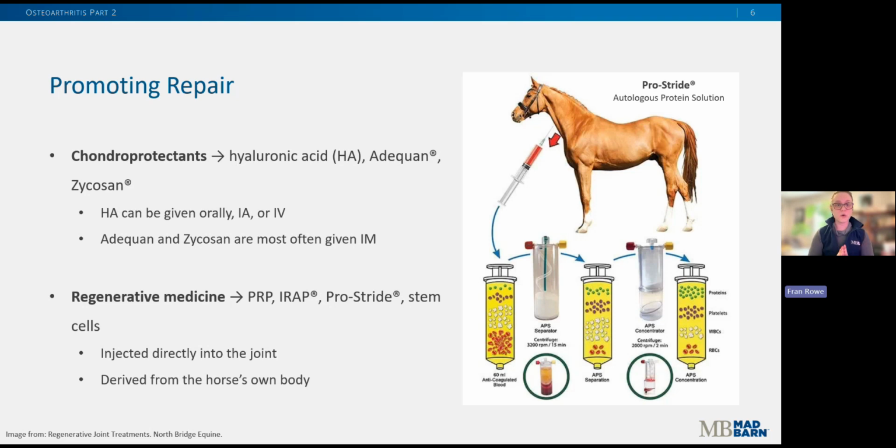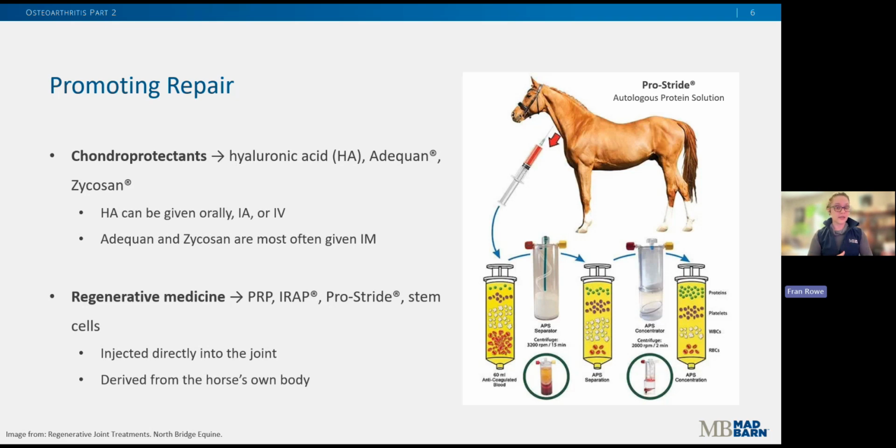On the other hand, Adequan and Zycosan are most often given intramuscularly in the neck muscle. There is a formulation of Adequan that is available for injection into a joint. So another avenue that is becoming more popular and more accessible to both owners and veterinarians in the field is regenerative medicine. As the name implies, regenerative medicine supplies the body with mediators and beneficial factors that promote the regeneration or healing of damaged tissues.